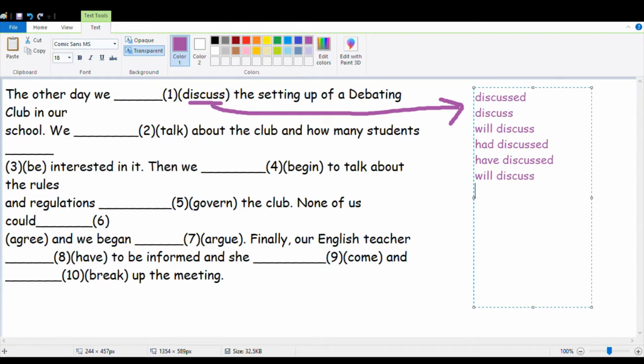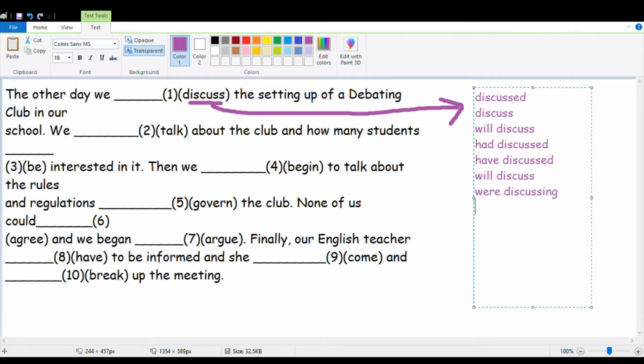Now what do we have? We have our ings, right? The continuous. So we're going to do the simple continuous, then the perfect continuous. Okay, the other day we were discussing. Now that makes a little bit more sense, right? Because it's stressing the action, it's an ongoing action, and how we know it's an ongoing action is because this whole thing is talking about during that discussion, so that makes a lot of sense.